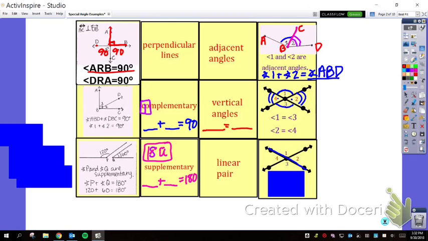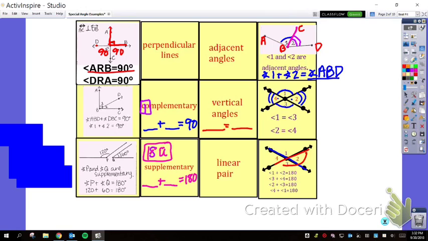Then we would also have this other line, so 2 and 3 would equal 180, and 1 and 4 would equal 180. So our equations would be angle 1 plus angle 2 equals 180, angle 3 plus angle 4 equals 180, angle 2 plus angle 3 equals 180, and angle 4 plus angle 1 equals 180.